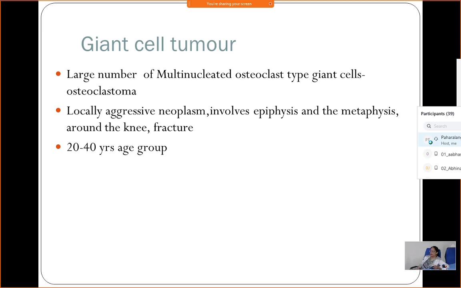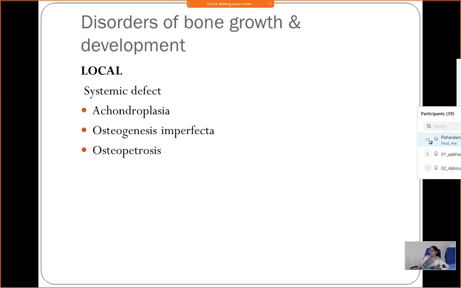So less than 20 years, Ewing sarcoma. Less than 20 years, also osteogenic sarcoma. Between 20 to 40 years, you get giant cell tumor, and above 40 years, you get chondrosarcoma, and above 60 years, you get the secondary type of osteogenic sarcoma. So that is about the tumors.